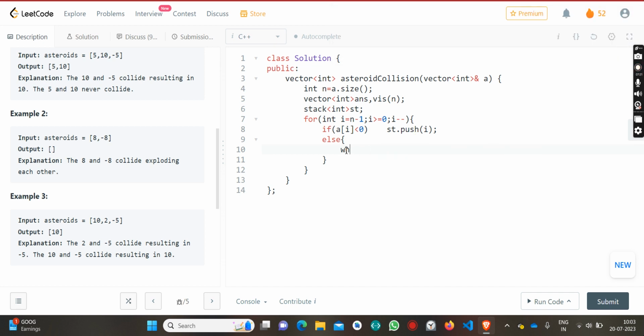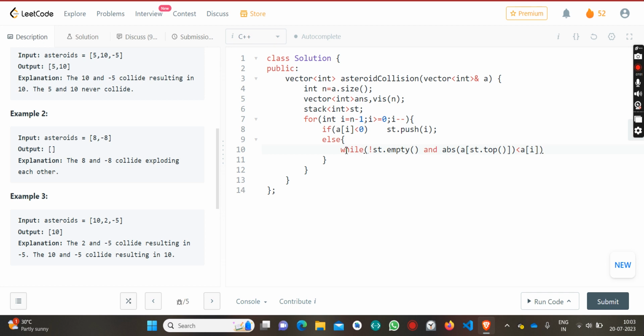Okay, so while not st.empty() and a of st.top, not a of, it should be absolute, because I have to compare the absolute sizes. Okay, is less than a of i, so obviously there is no point of keeping that.